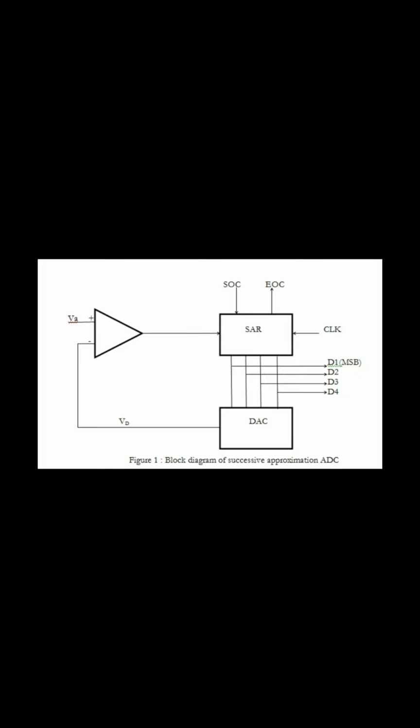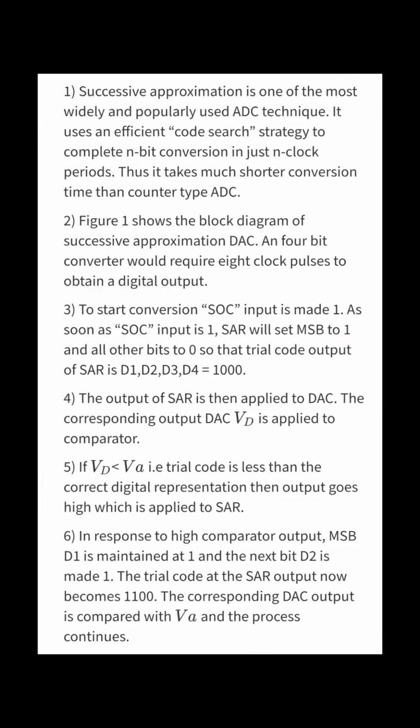Here the DAC output is taken as VD, and the other input given to the comparator is taken as VA. The output of the comparator is connected to SAR. SOC is start of conversion, EOC is end of conversion, and a clock pulse is applied here. So we will see step by step what happens.